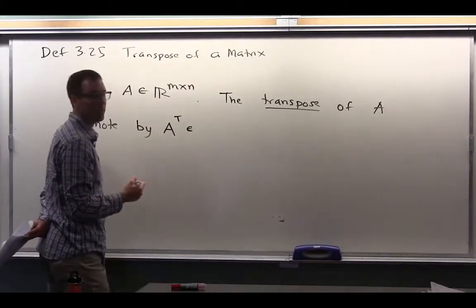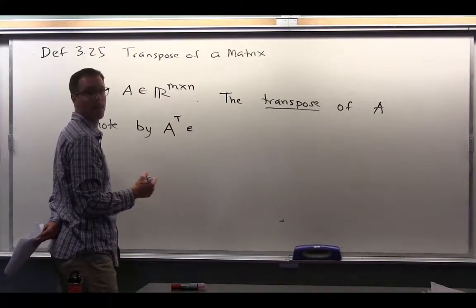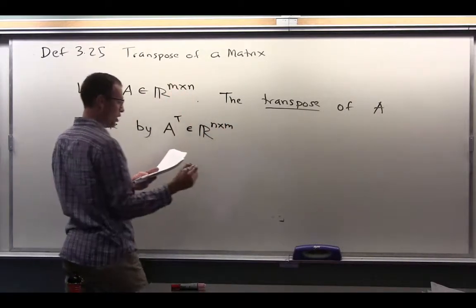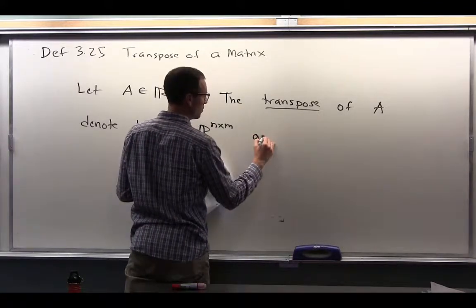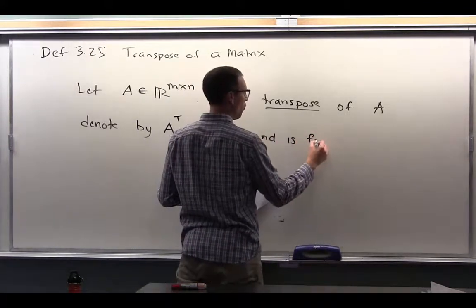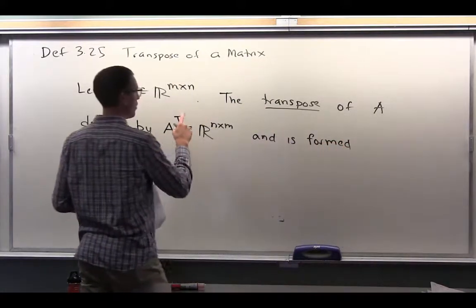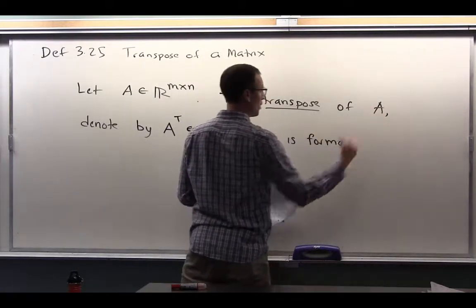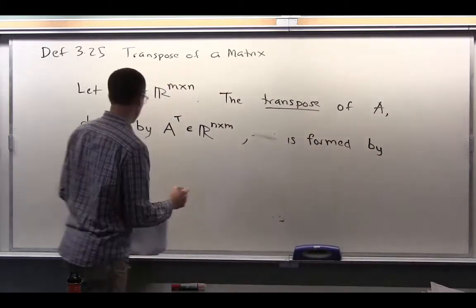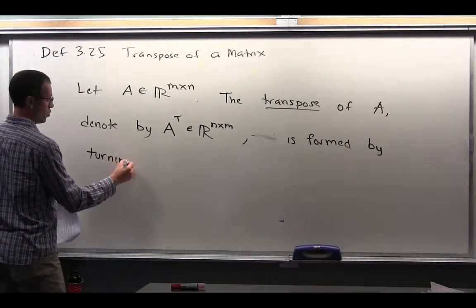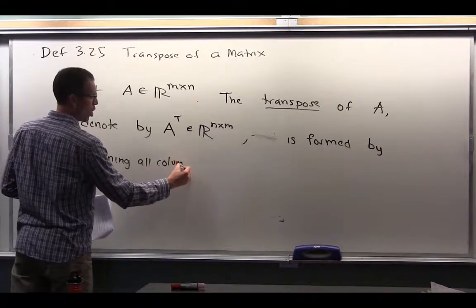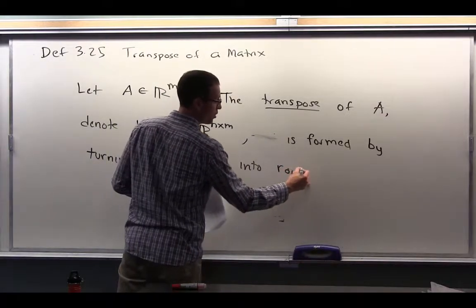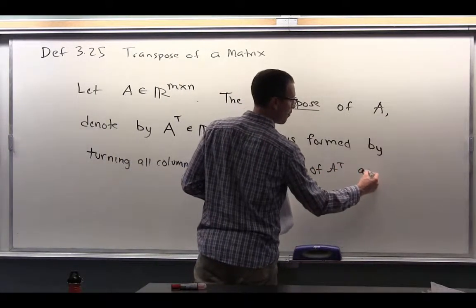How big would that matrix be? N by N. So the transpose actually flips dimensions and is formed, the transpose of A denoted by is formed, there we go, is formed by doing what? Turning all columns of A into rows of A transpose and vice versa.